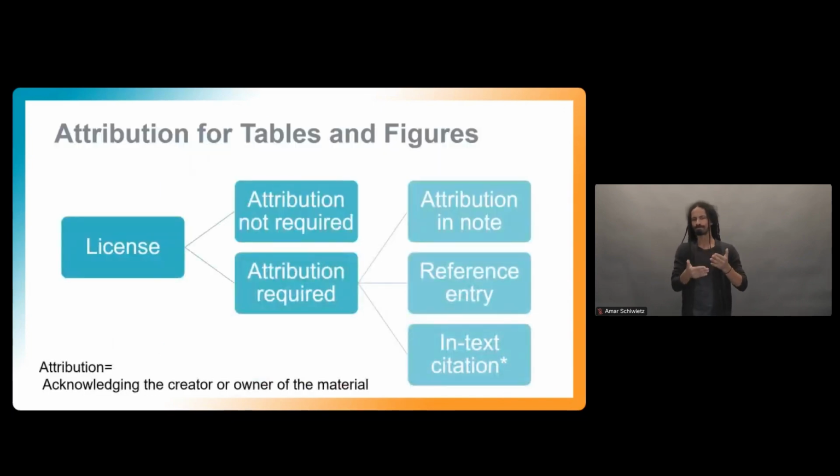However, if the license says, "So sorry, no, we need you to provide attribution," then writers should write an APA-style copyright attribution and reference list entry. Okay, and I'll show you an example of that in a moment. And if the material is discussed in the text, a corresponding in-text citation. So let's look at an example.